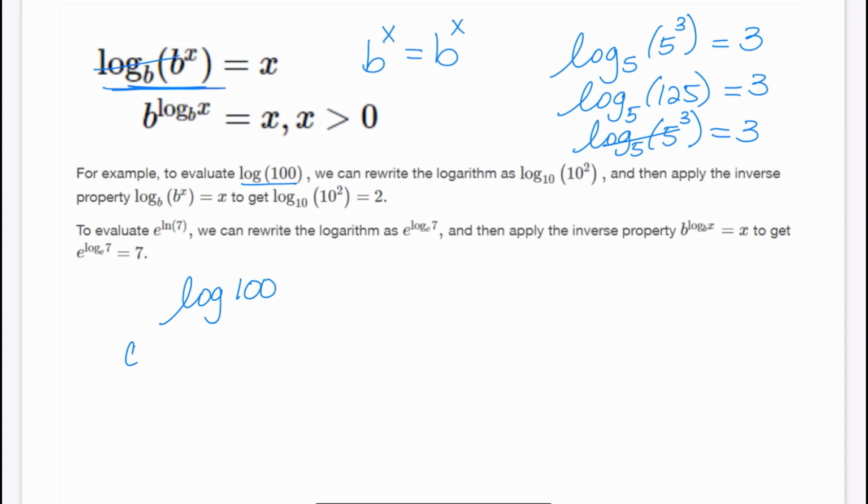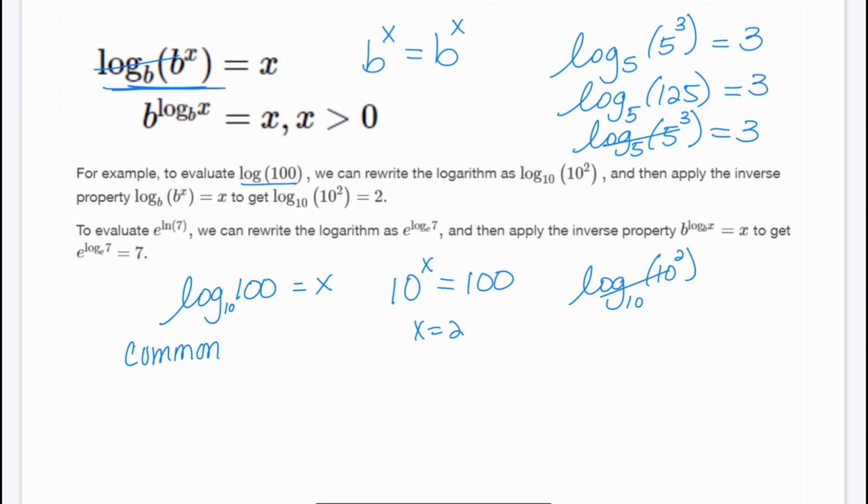If you take a look at the log of 100, as a reminder, when you don't have a base, this is called the common logarithmic function. And so the base is 10. So this means 10 to some power x is equal to 100. That means that x in this case is going to equal 2. So one of the things you can do is rewrite the problem as the log base 10 of 10 squared because that's 100. And of course, these basically cancel. So your answer is 2.